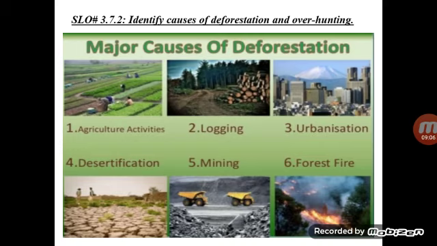Number six cause, forest fire. Usually forest fire occurs in two ways, naturally and by human activities: naturally by lightning, and by human activities or human mistakes. When a forest fire occurs, it may cause deforestation in large areas. These are the causes of deforestation.